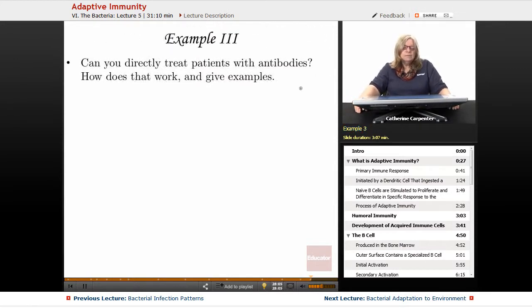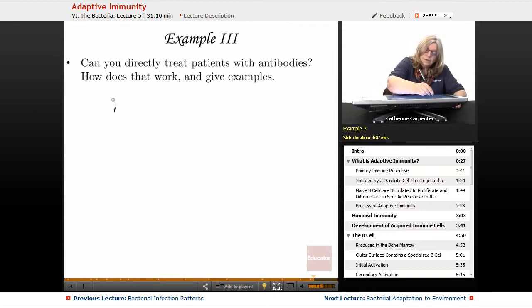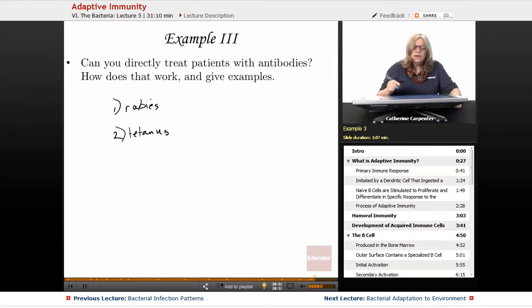So the last question has to do with, can you directly treat patients with antibodies? And how does that work? And give examples. So, for instance, there's a couple of diseases that come to mind, and they're both serious. One is rabies, and the other one is tetanus. And rabies, remember, is a virus. It's a viral infection, and the manifestation is a very, very serious disease.